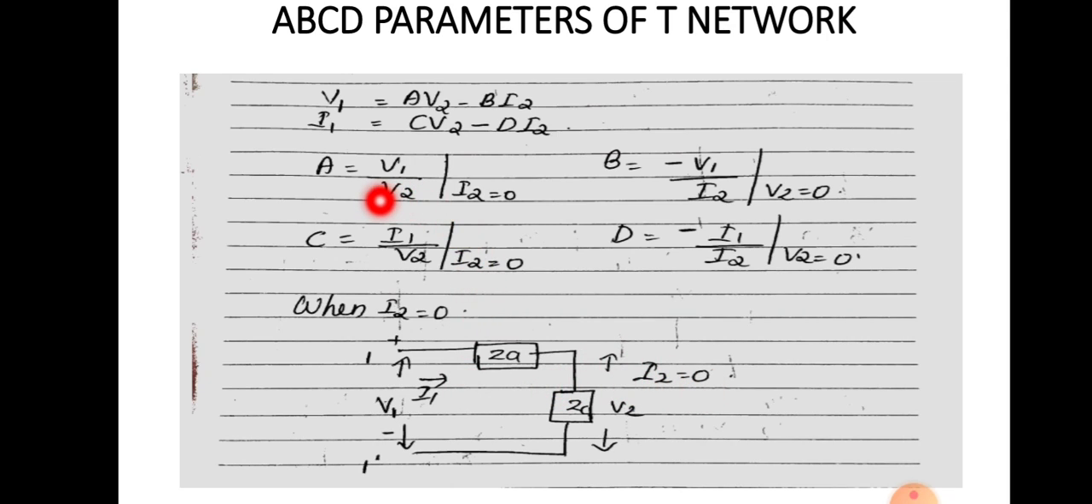In order to find out A, V1 by V2 is there. V1 is ZA plus ZC into I1, and V2 is ZC into I1. So we can write the equation as A will be equal to ZA plus ZC divided by ZC. So that is the equation for A.